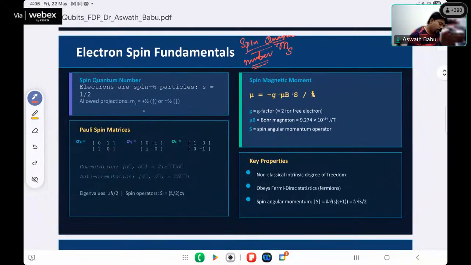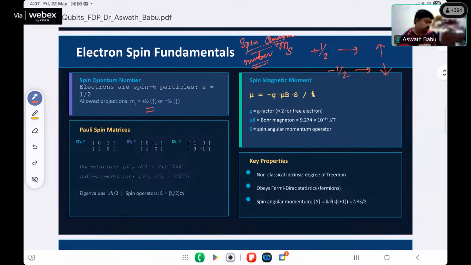The spin quantum number for an electron is plus half, that is upspin. If it is minus half, we are representing a downspin electron. Means it is rotating anti-clockwise for a downspin, clockwise for upspin. Okay, right?